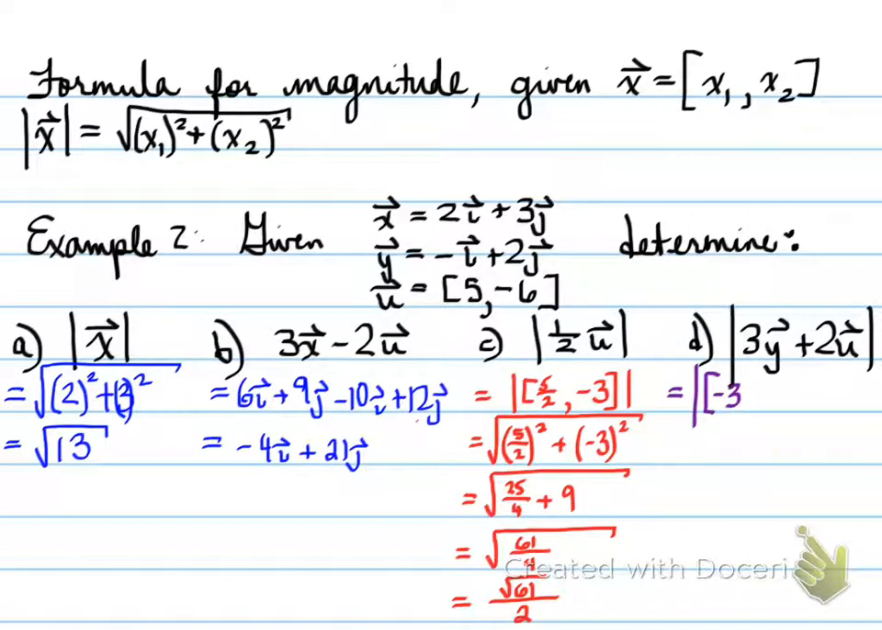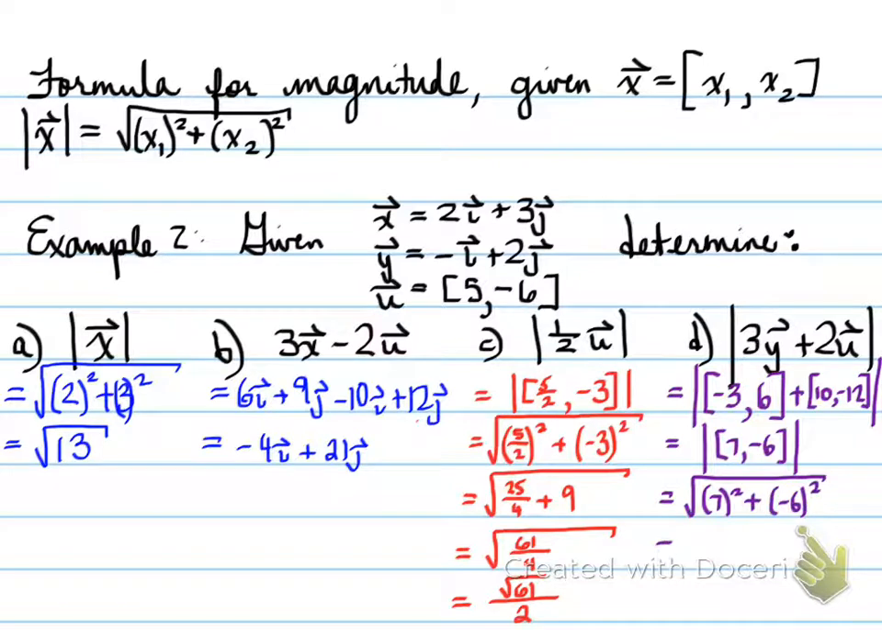Next part, 3x plus 2u. What do we need to do? Well, we need to find what the resultant vector is and then calculate the magnitude. So we can take the component form of the vectors, add the x's, add the y's. Don't forget to multiply by 3 and 2 by their scalar values, and we get components of 7, negative 6, and we find the magnitude of that, which is root 85.